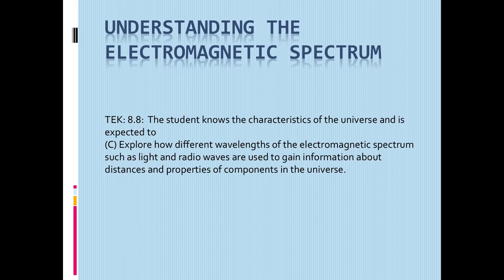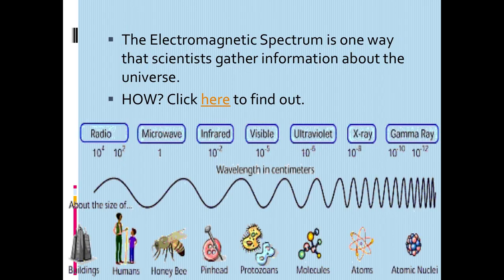Okay. We're exploring how, as we talked about earlier, the different wavelengths of the EM spectrum can be used to gain information about our universe. I'm going to show you how that works here in just a second. This is a great screen. The EM spectrum is one way that scientists gather information about the universe. Both of these PowerPoints are going to be in Google Classroom for your viewing pleasure, so definitely click on these. Take your time. Look at them. It's all good. However, let's look at these. This is very testable information here.